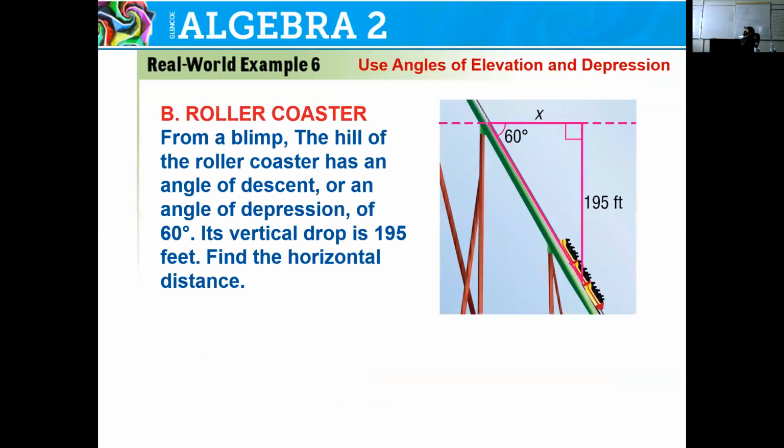Okay. Roller coaster. From a blimp, the hill of the roller coaster has an angle of descent, or an angle of depression, of 60 degrees, and its vertical drop is 195 feet. Find the horizontal distance. So here, once again, we just have to ask ourselves, what trig function are we going to use? Well, our angle is here. We have the opposite side and the adjacent side, so we want to use tangent again. And we're going to set it up as the tangent of 60 degrees is equal to 195 over x.